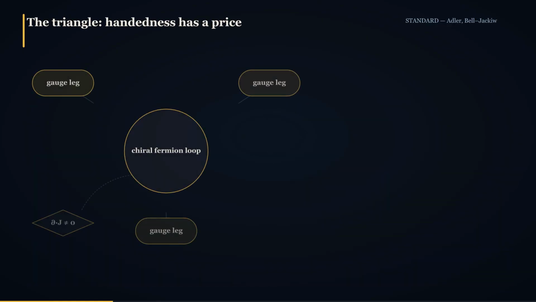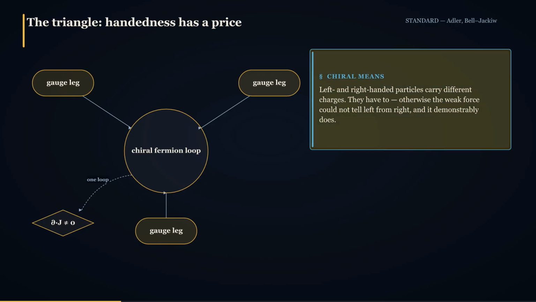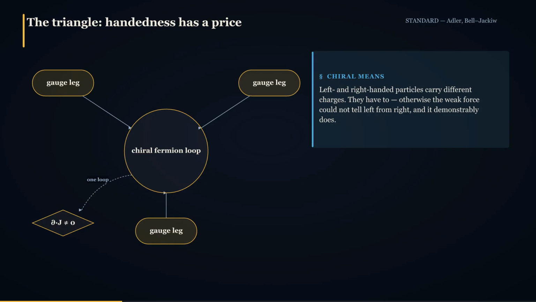The survivor is a consistency requirement, and to see why it bites you need one fact about the weak interaction. The theory is chiral. Left-handed and right-handed particles carry different charges. They have to, if the weak force is going to tell left from right, which it demonstrably does. Handedness has a price. Take a chiral symmetry, make it a gauge symmetry, and quantum corrections can destroy the very conservation law the theory is built on.